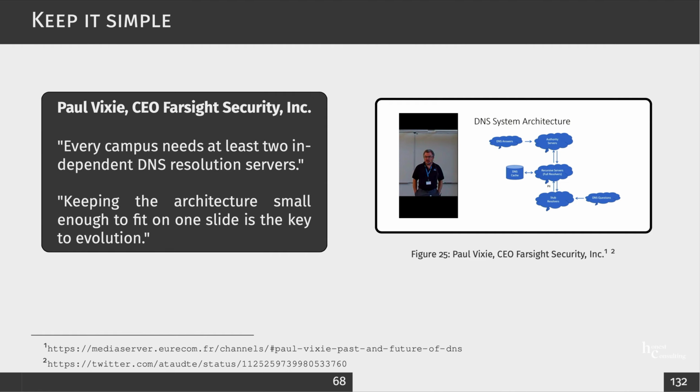There will be some distribution between buildings and cities or even countries or continents, and everything that looks like something that you can call a campus, just place two DNS servers over there. And another comment that I really liked was keeping the architecture small enough to fit on one slide is the key to evolution.